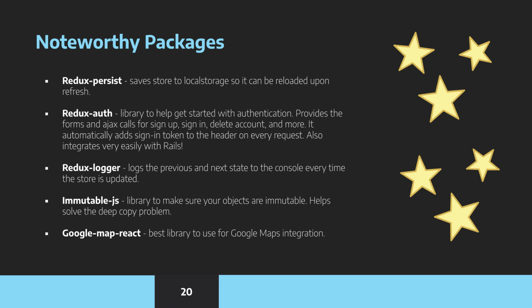Immutable.js is a cool library to make sure that all of your objects are truly immutable. It helps solve that deep copy problem in the store, so you're never going to have objects that are referencing the same thing, even though they're in two different places. And then Google Map React. This was the best library that I found to use for Google Maps integration. There are a couple of different options on the table, and this is the one that I like the most, so I figured I'd mention it.